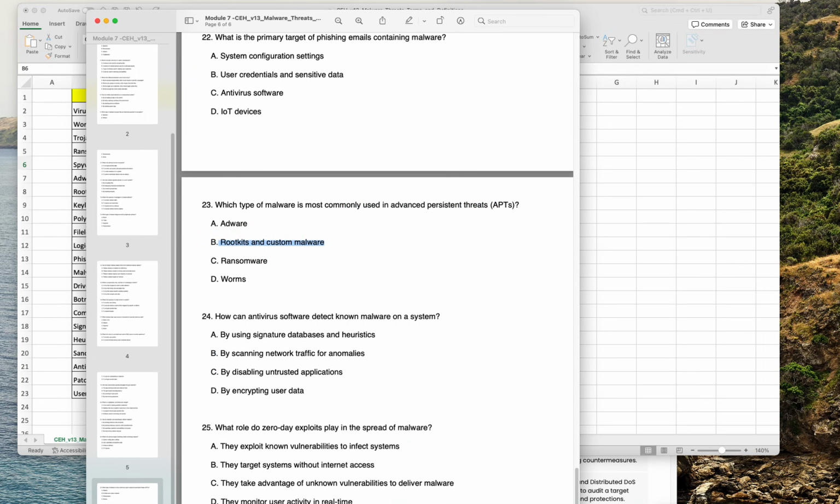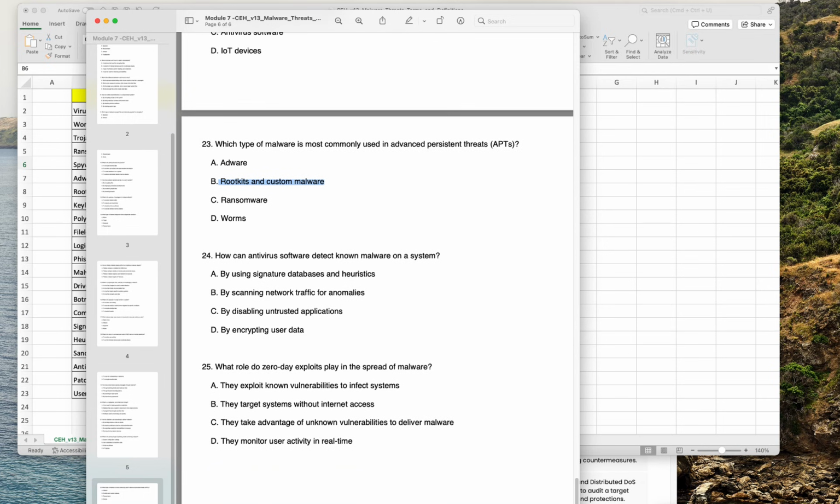How can antivirus software detect known malware on systems? There are many different ways for this to work, like how is it going to detect it. There are many different ways that it could be detected. You have to select the best option out of the choices you have, and that's going to be by using signature databases and heuristics. And what role do zero-day exploits play in spreading malware, right? And these are good questions, and I'm going to leave it and let you provide the answer.